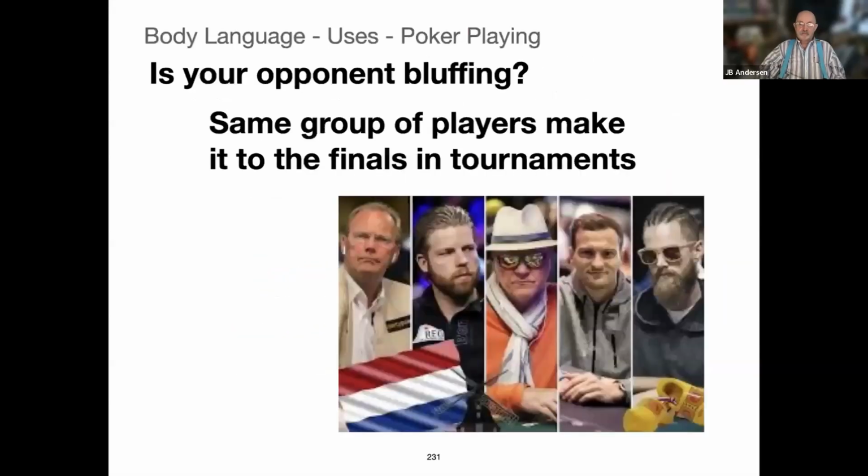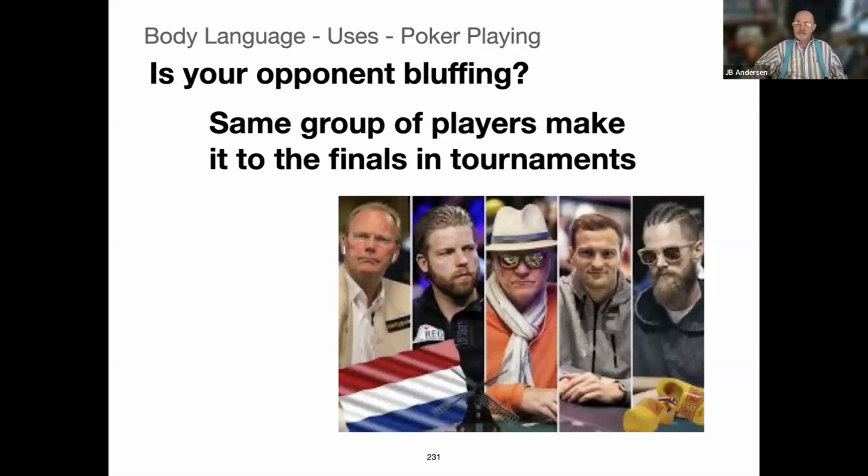Conclusions: poker playing. Is your opponent bluffing? Now, you can watch, there are some channels on TV where they have poker tournaments, and you can watch the play take place. Interesting thing about poker tournaments is the same group of people. There might be 30 people, and you always see them. They're always in the top 5 at the final table. Why is that? Same group of players making the finals in tournaments.